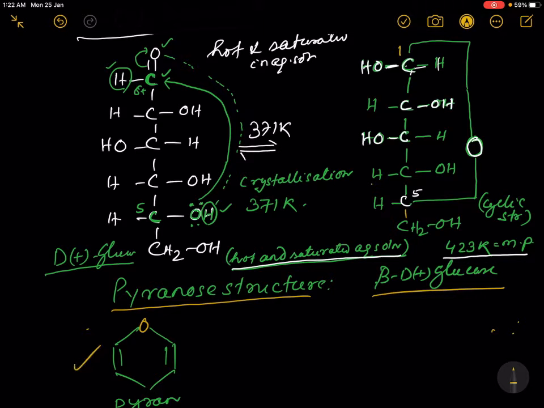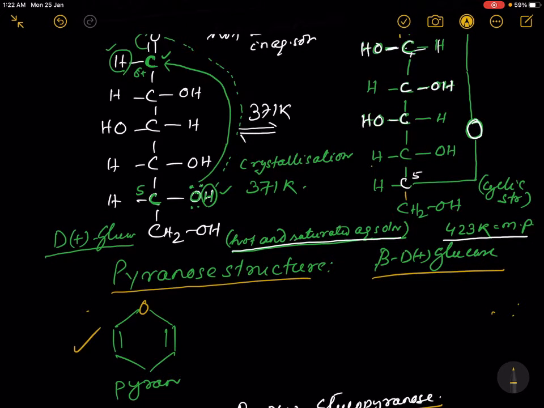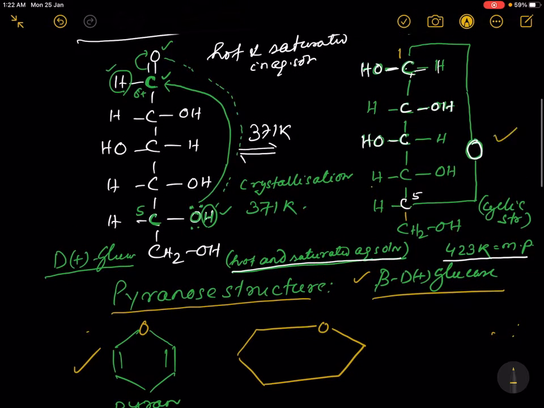Let us draw the pyranose structure of beta D plus glucose. This is pyran. To draw the beta D plus glucose, we have to draw a hexagon like this. This is the oxygen atom connected to number 1 and number 5 position. Let it be number 1 and 5. Then this is 2, 3, 4. CH2OH is at this position, and this is the number 6 carbon.